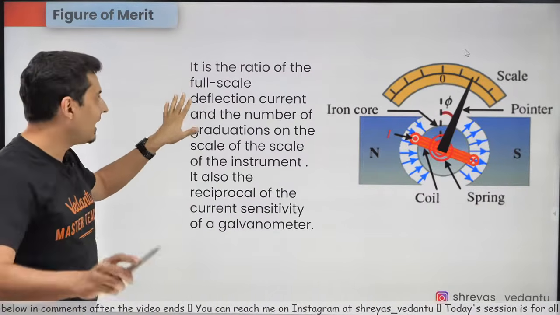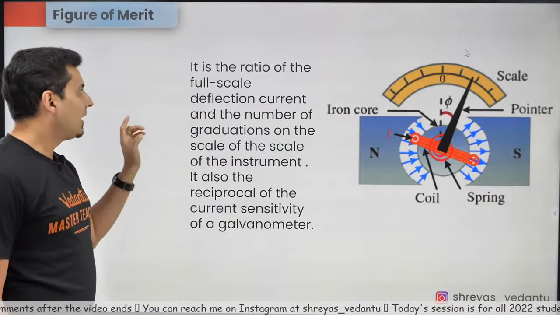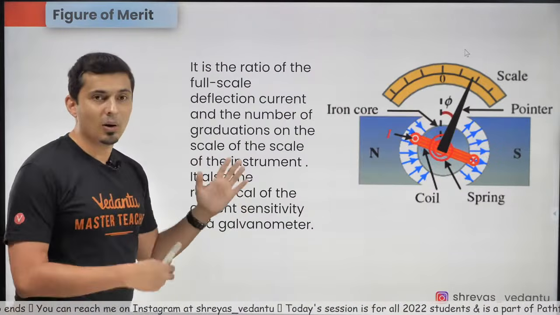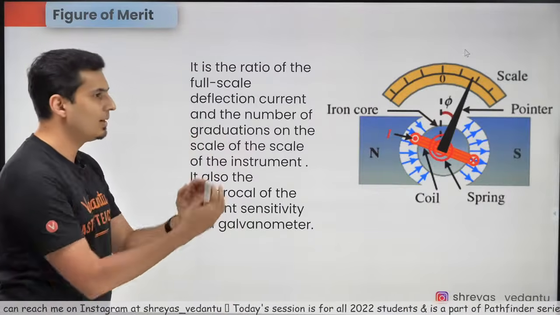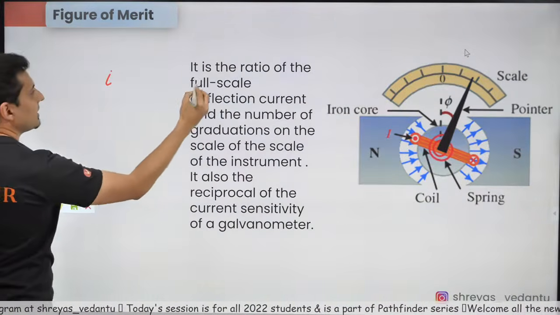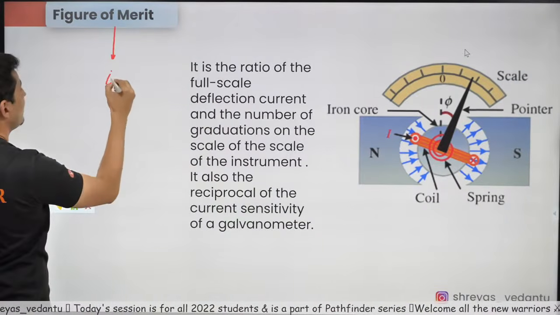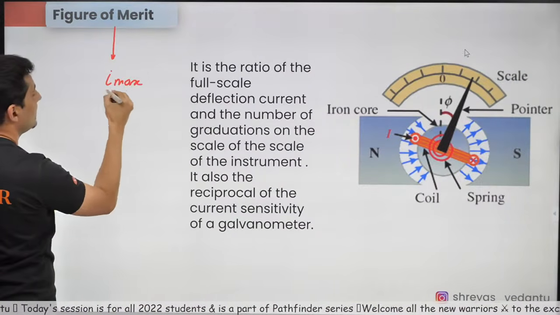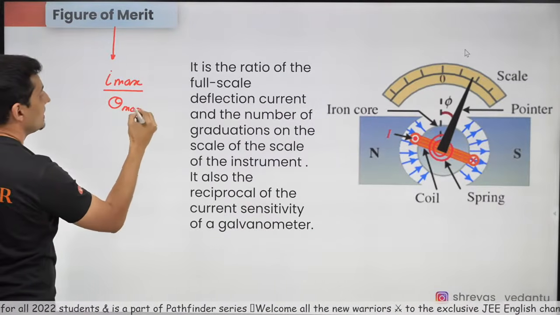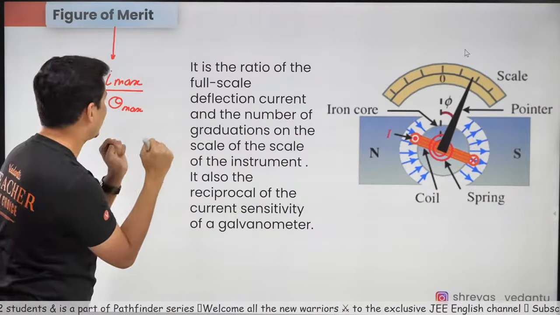It's defined as the deflection current, the ratio of the deflection current and the number of graduations, or basically the angle by which it deflects. Basically what it means is, the figure of merit is nothing but the full scale deflection current divided by the maximum angle by which the needle gets deflected.